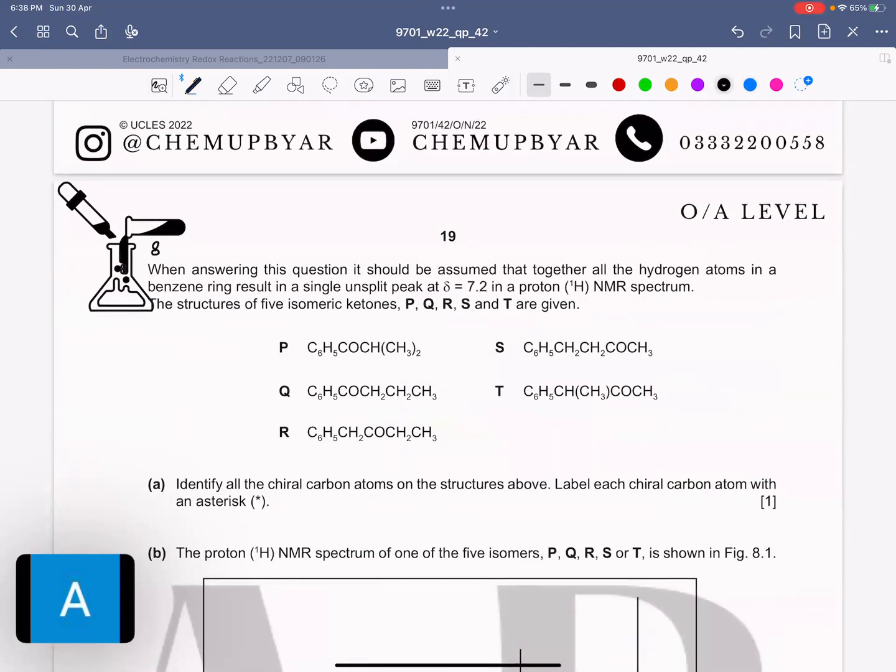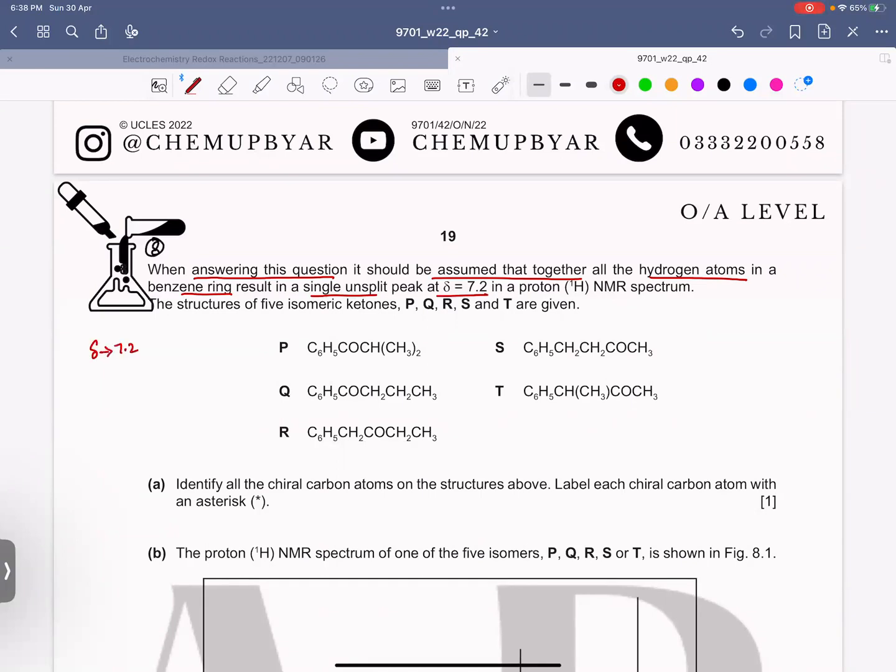Now we are going to start with question number 8. When answering this question, it should be assumed that together all the hydrogen atoms in a benzene ring result in a single unsplit peak at chemical shift 7.2. So it means that at chemical shift 7.2, all the hydrogens of benzene, right?